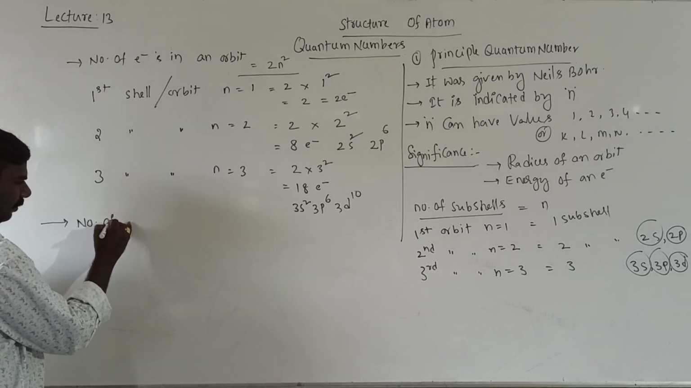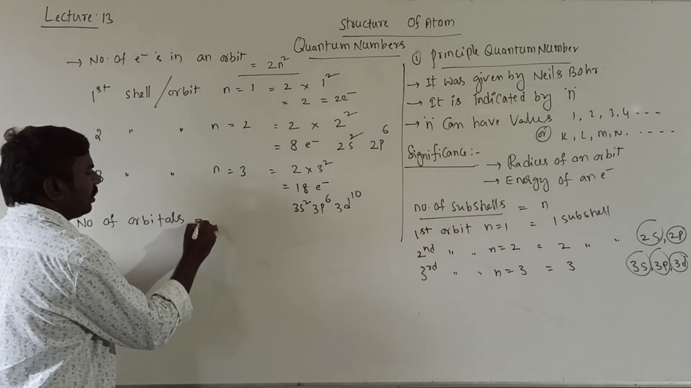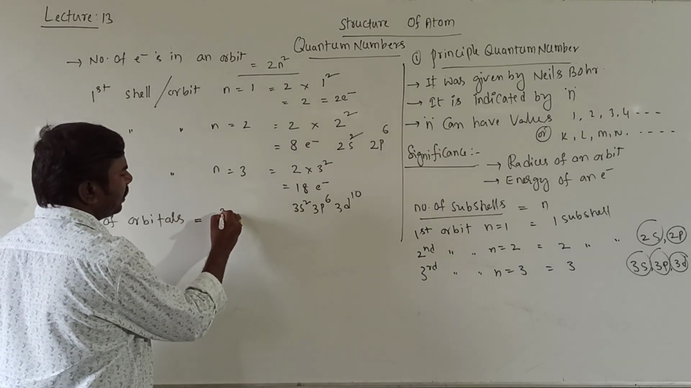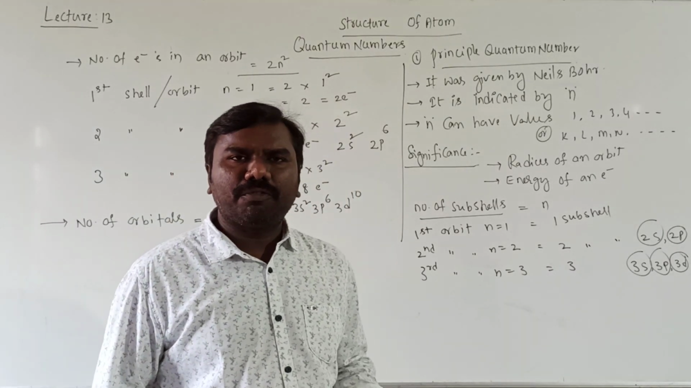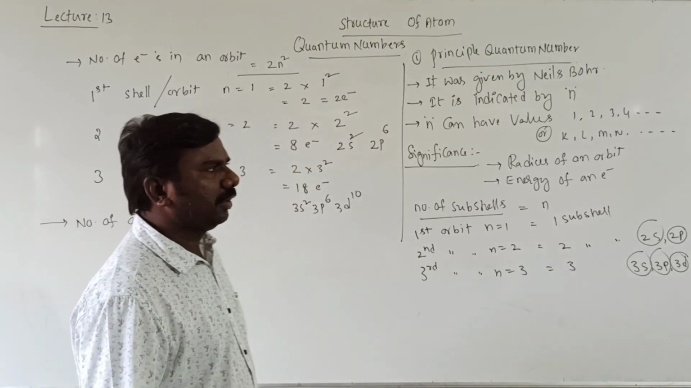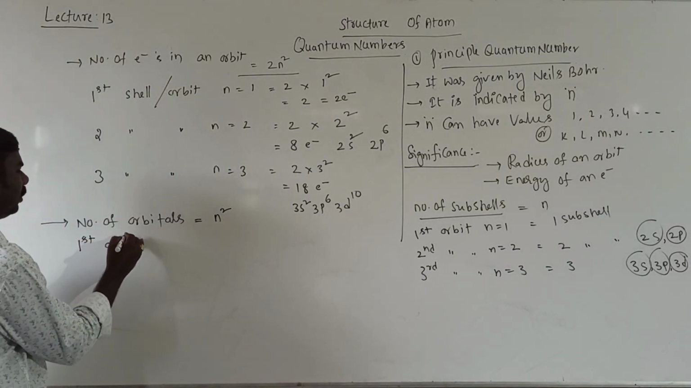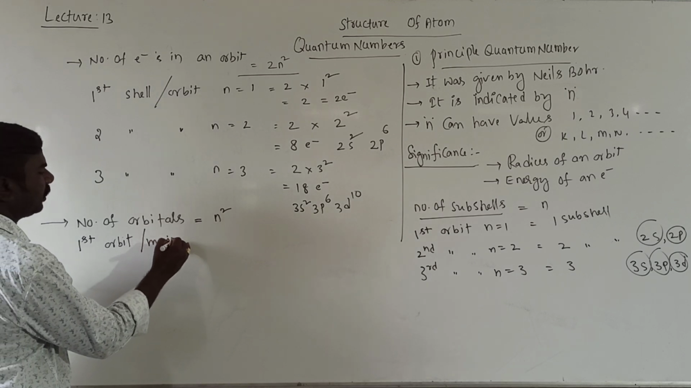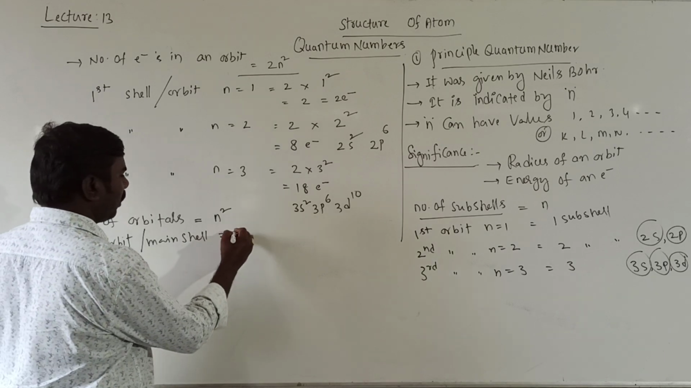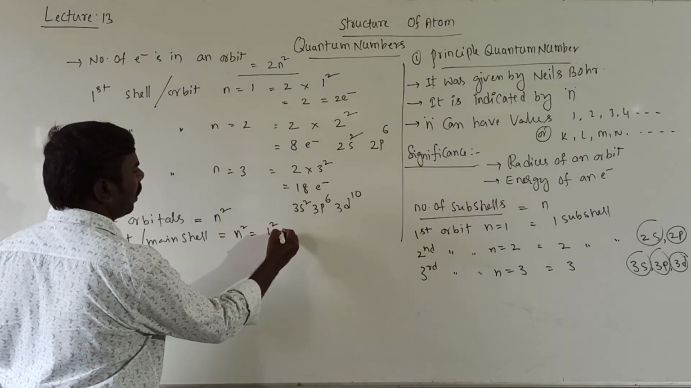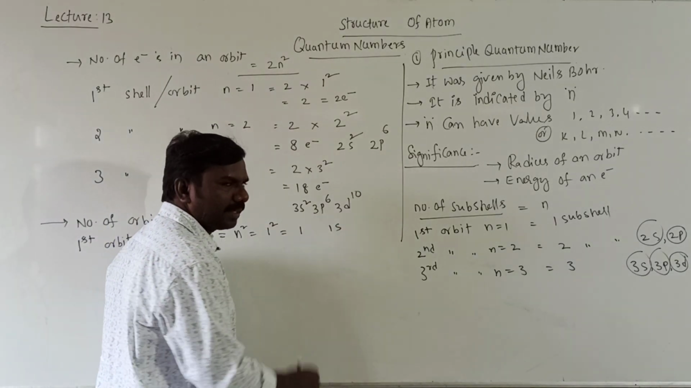Number of orbitals in a main shell, the formula is equal to n square. For example, the first orbit or main shell contains a number of orbitals given by n square, that is 1 square, which is 1. Only one orbital, that is 1s.